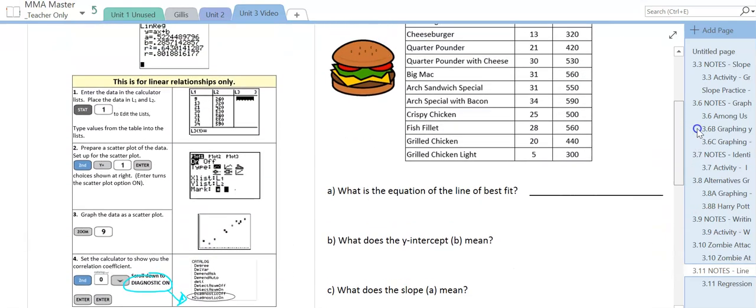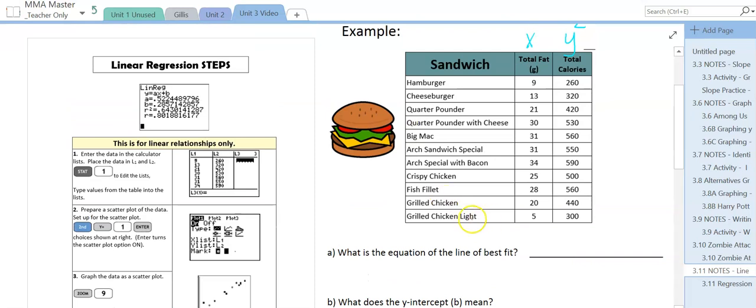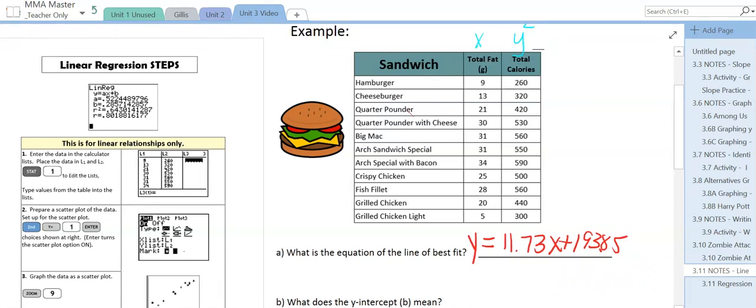So the equation that we got was y equals 11.73x plus 193.85. So go 2 numbers past the decimal is the best way to do it. Okay, so there is my equation.